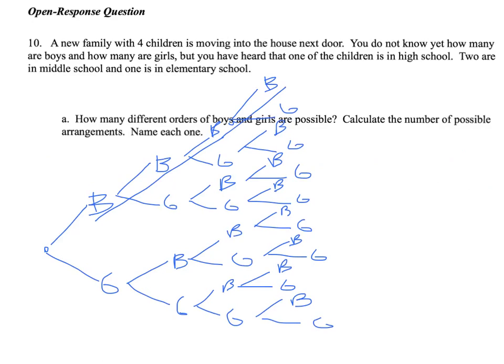So if I did that and I read down 1, 2, 3, 4, 5, 6, 7, 8, 9, 10, 11, 12, 13, 14, 15, there are 16 possible outcomes for families that have 4 children in the possible different orders. And it says name each one.